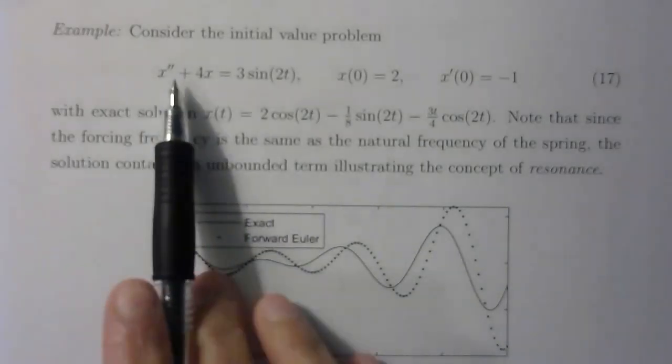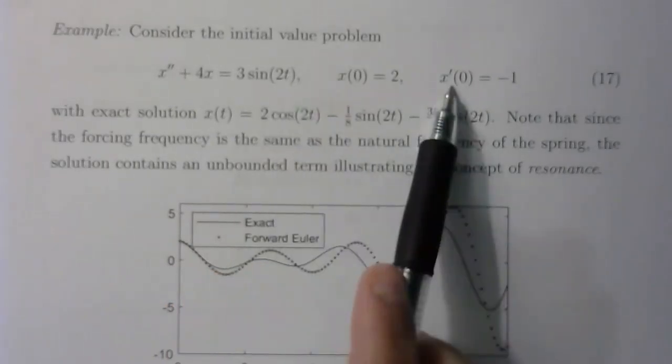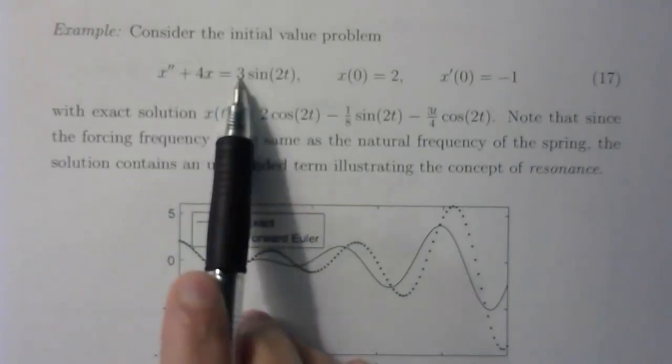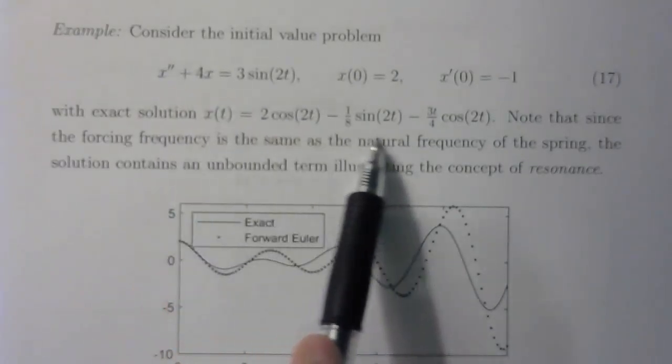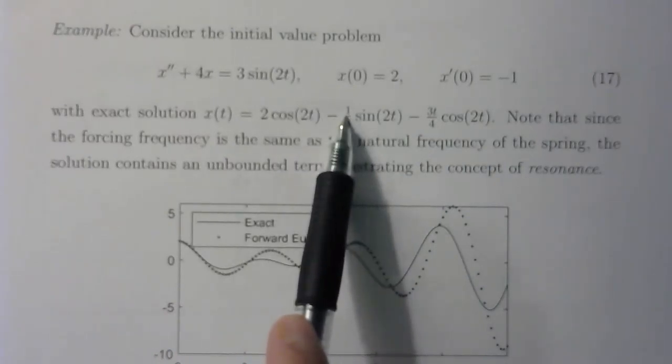So let's consider this second order differential equation here with an initial condition. This is like our harmonic oscillator we talked about, with some forcing. So I have a solution that looks like this. This is an exact solution and you can check.